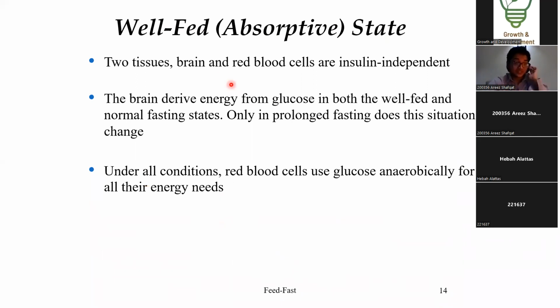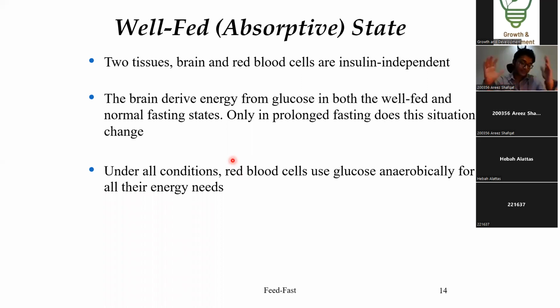Now Dr. Hannah tells you that two tissues, the brain and the red blood cells, are insulin independent, which I hope makes sense to you guys now. The brain derives energy from glucose in both well-fed and fasting states. But in prolonged fasting, as I told you, the brain switches to ketone bodies, which spares the glucose for the red blood cell, because the red blood cell can only utilize glucose. Does all of this make sense so far?